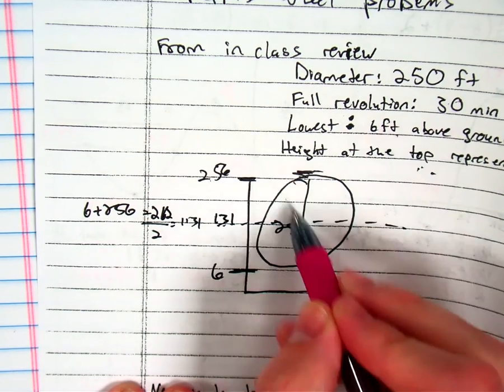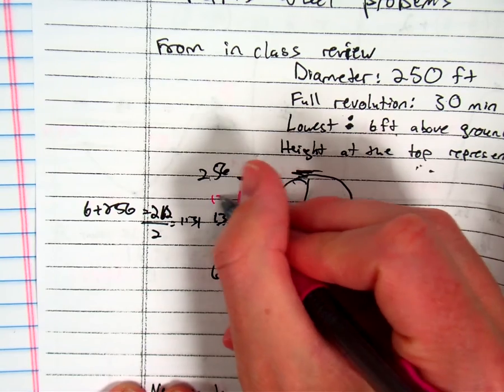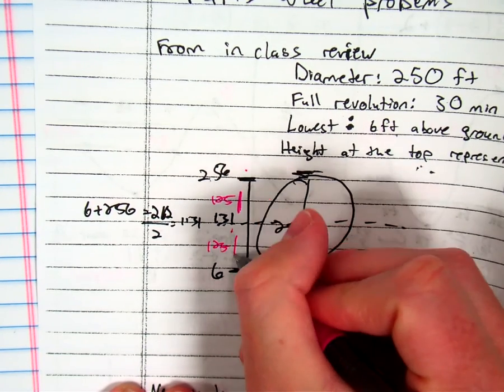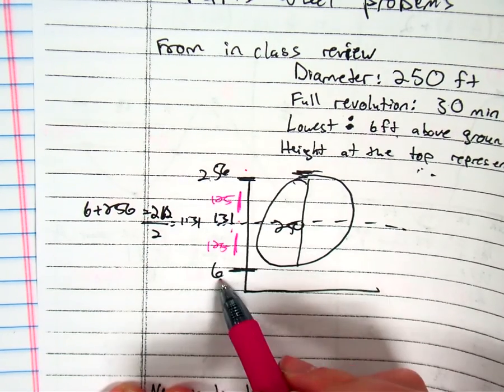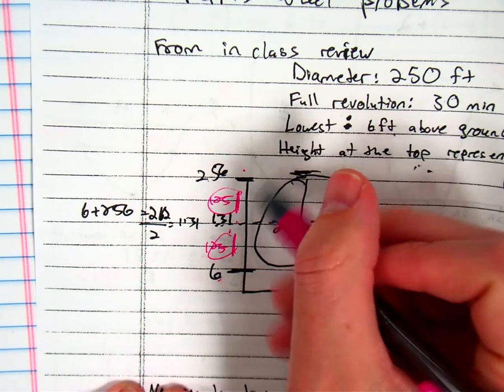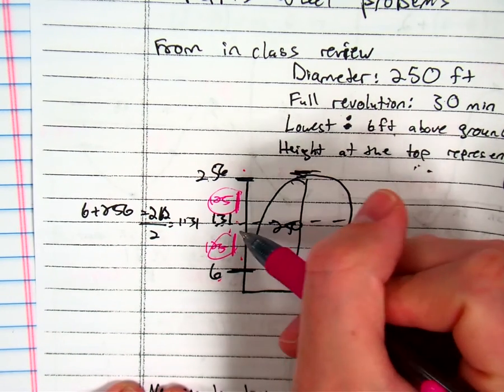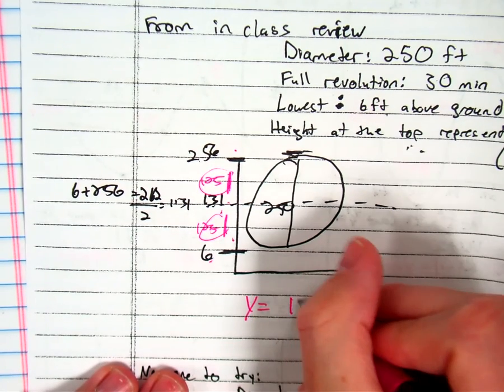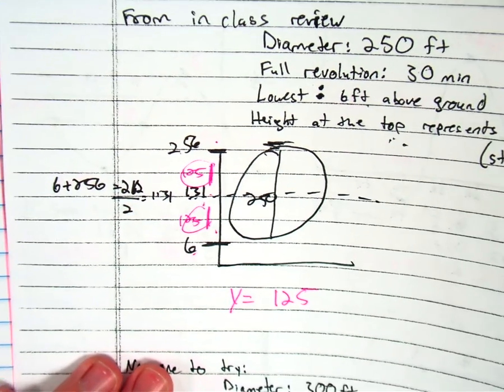Okay, and it should also balance out because that should be half of 250. That should be 125 between 131 and the top, and another 125 between 131 and the bottom. And it does, it works out. So that space that you have on the top and the bottom of your midline, that's the amplitude. That's how much you're bouncing around your midline.